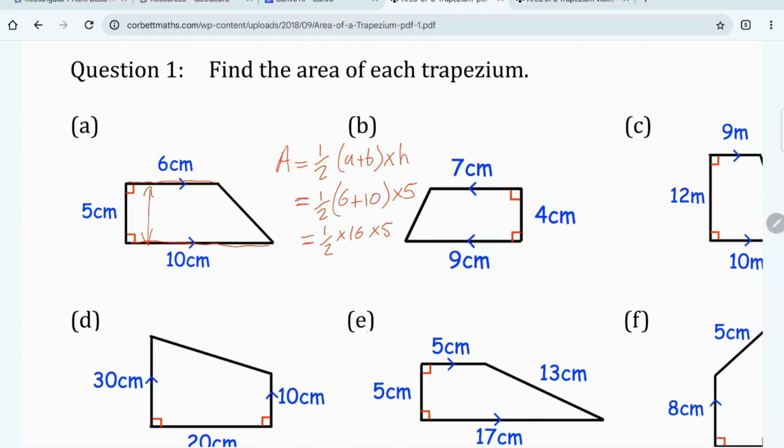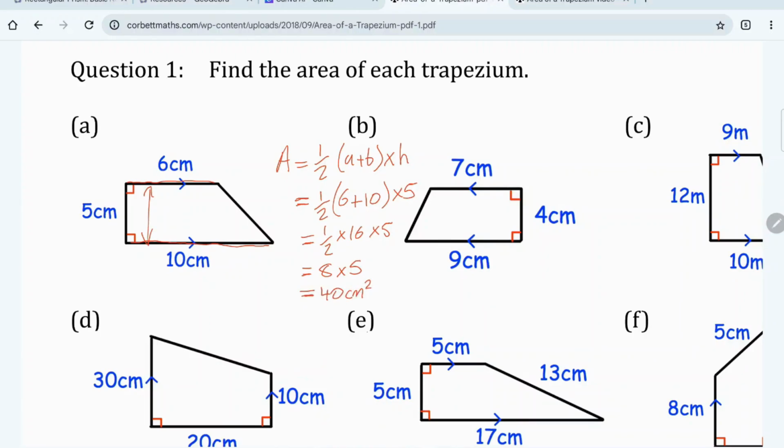Now we could do this in any order because multiplication is commutative. We can say half times 5 times 16, or 16 times 5 times half, or 5 times 16. So it doesn't matter whatever order you calculate it, it will still give you the same answer because it's commutative. But it will be easier for us to just do half of 16 first. What's half of 16? Half of 16 is 8. So 8 times 5 equals 40 centimeters squared.